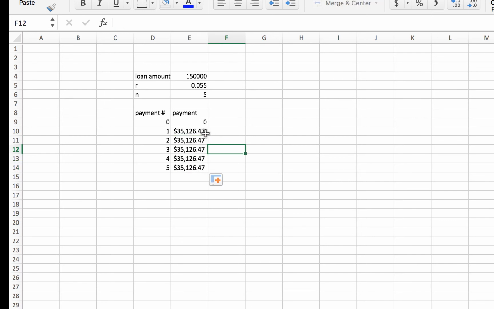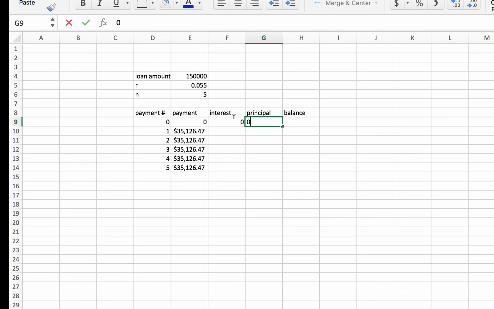Okay, again, $35,126.47 in each period of the loan. So we're making 5 equal payments over the course of 5 years. The next column is going to be the interest column. That's how much of that payment is going to the bank as interest. Then we're going to have a principal column, which is how much of that payment is going to the bank to pay down our principal balance or our debt. And then finally, we have a balance column, which is how much we still owe the bank in each period.